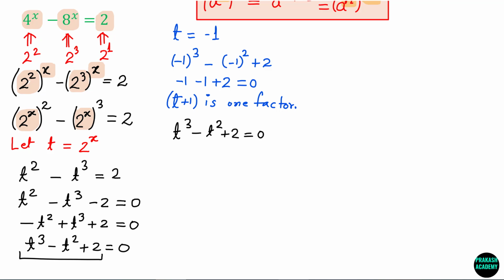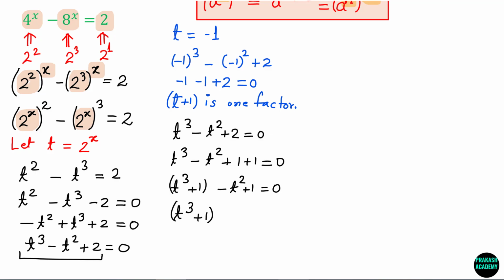Let us separate this 2 as 1 plus 1. So we can write t cube minus t square plus 1 plus 1 is equal to 0. And I can club one with t cube and the other one with t square. If I club these, I will have t cube plus 1, and here I will have minus t square plus 1 is equal to 0. Or I can write t cube plus 1 and take a minus sign common, so this will be t square minus 1, and this is equal to 0.